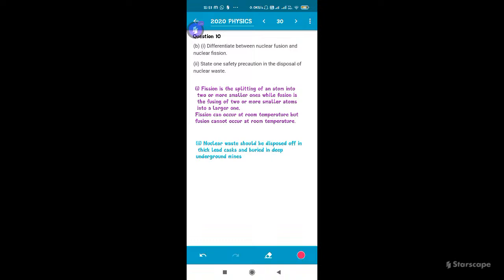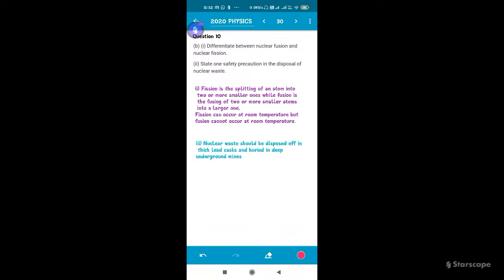And then it should be buried deep inside the underground mines. There are special mines which are made specifically for radioactive waste. So only in those mines the radioactive waste should be disposed of. And also it should be away from the localities. Otherwise, by any chance, if the radioactive material seeps out, then it can cause a huge detrimental effect. Okay, hope this question is clear.